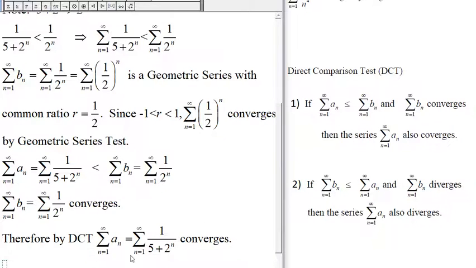And again, when we say that an infinite series converges, we're saying that this infinite sum right here, if we add all the terms together, then we get a real number. And so this series 1 divided by 5 plus 2 to the n converges.